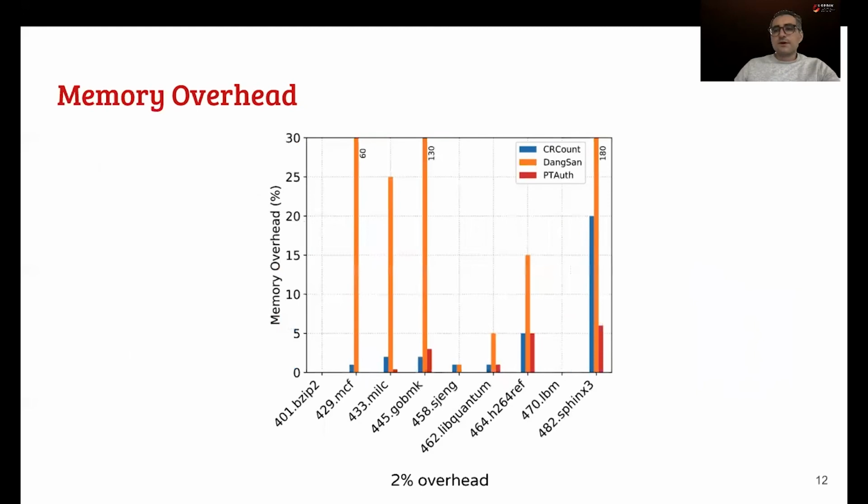The memory overhead of our system depends on the number of objects in the memory, because for each object, we add an extra ID, and also sometimes we need to do some alignment. But compared to other works, we have low memory overhead because we use unused bits of the pointers to store the metadata for the pointers. Therefore, we do not have that much overhead. The geometric mean overhead of our system is almost 2%.